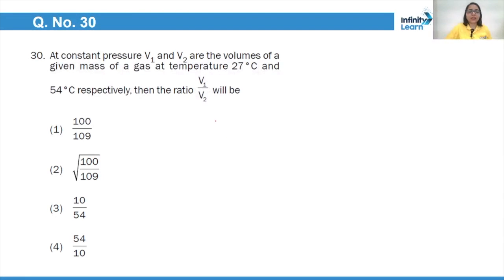Next is question number 30. At constant pressure, V1 and V2 are the volumes of a given mass at temperature 27 degrees Celsius and 54 degrees Celsius respectively. Then the ratio V1 to V2 will be. So we are keeping the pressure constant. So we can write V1 upon V2 is equal to T1 upon T2.